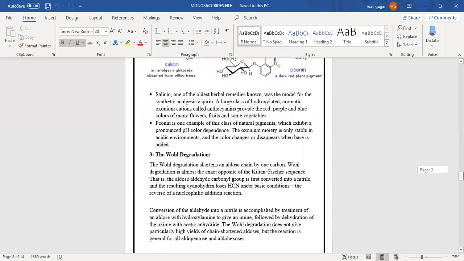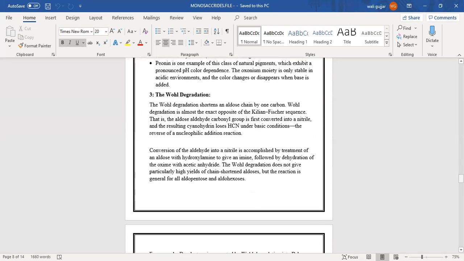Then the third important reaction of monosaccharides is the Wohl degradation. The Wohl degradation shortens an aldose chain by one carbon. It is almost the exact opposite of the Kiliani-Fischer sequence. That is, the aldehyde carbonyl group is first converted into a nitrile, and the resulting cyanohydrin loses hydrogen cyanide under basic conditions, the reverse of a nucleophilic addition reaction.